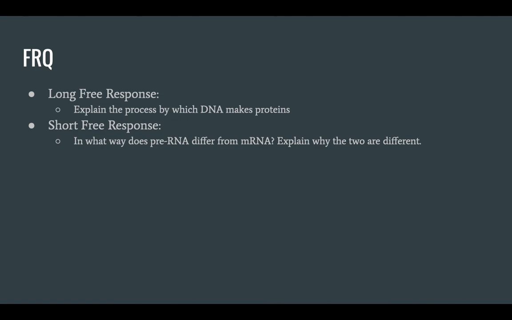With this short free response question, in what way does pre-RNA differ from mRNA? Explain why the two are different. As we just talked about, it's mainly the post-transcriptional modification and the alternative splicing. With the post-transcriptional modification, again, it's the 5' guanine nucleotide cap and the 3' poly A tail. With splicing, the introns are removed, and the exons that are treated as introns are removed, and the rest remain. So those are the two ways in which mRNA differs from pre-RNA.